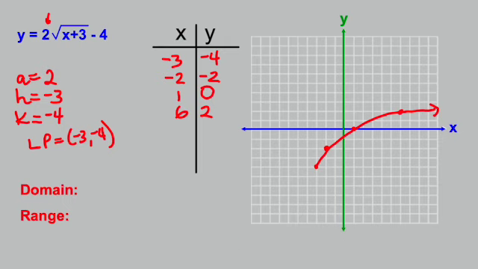And then finally, if I want to talk about domain and range, domain is about the x values. So x can be anything from negative 3 or higher. So I'm going to say x is greater than or equal to negative 3. Range is about my y. Well, the lowest it ever goes is down here at negative 4, and it can be anything greater than that. So I'm going to say y is greater than or equal to negative 4. So that's how a, h, and k works with square root graphs.